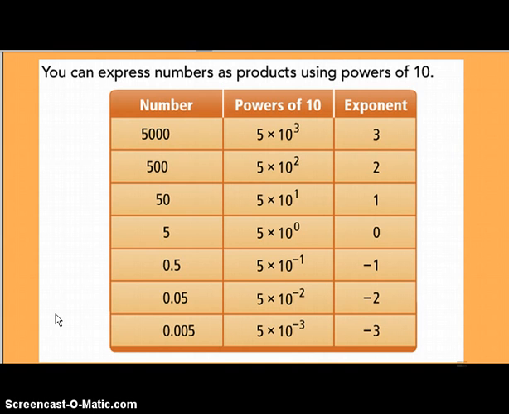Going down the number column, when we get to 5, please notice that the power is 0, and you already know that anything to the 0 power is 1. As we get into the decimal places, just like you've just finished going through, we are in negative exponents.